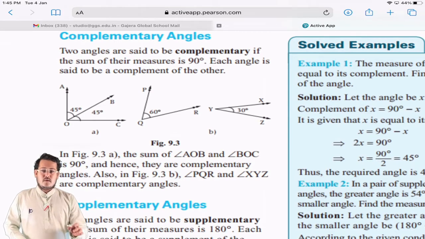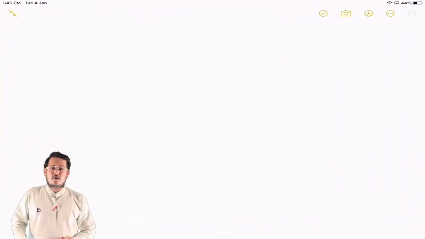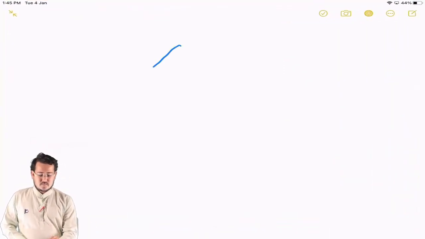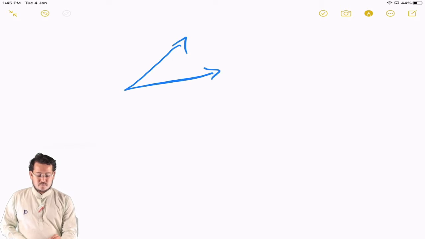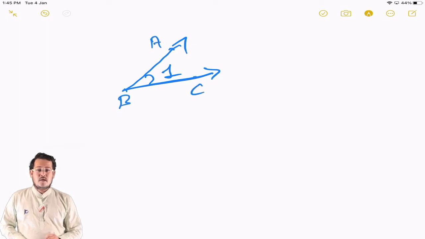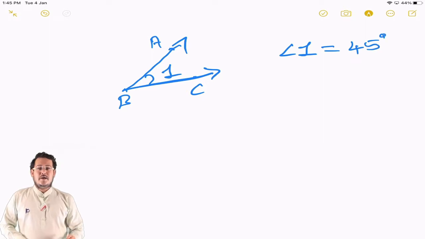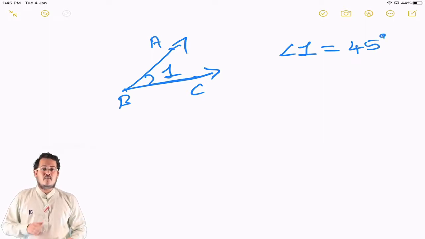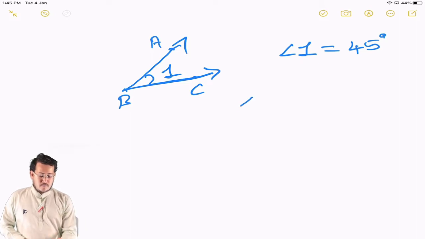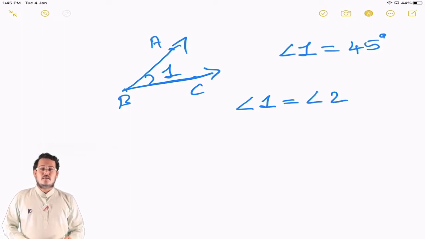If I want to draw a complementary angle, then I can draw the angle like this. This is my angle 1. I am naming that angle A, B, C. Let us assume that the measurement of angle A is 45 degrees, and if I want to find out the complementary angle of angle 1, the complementary angle should be equal to angle 1. Why?